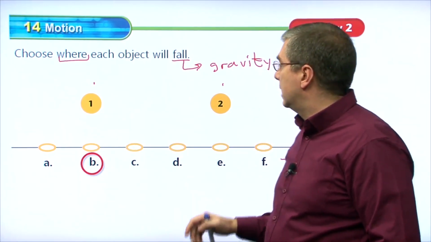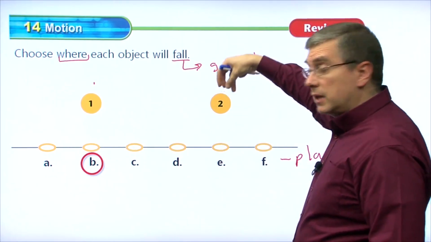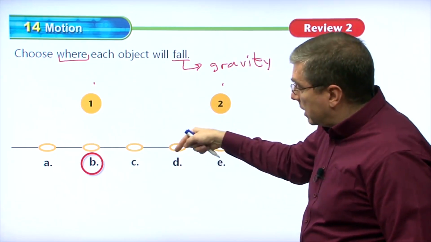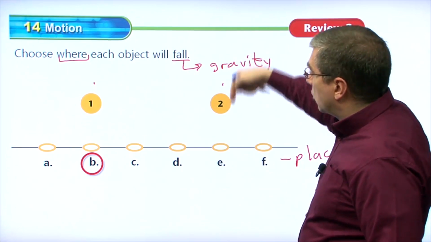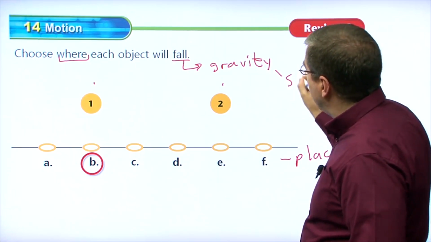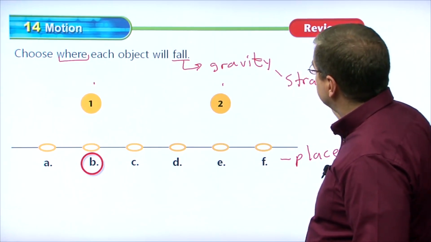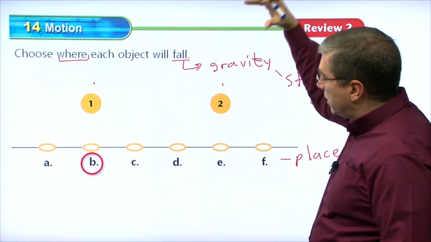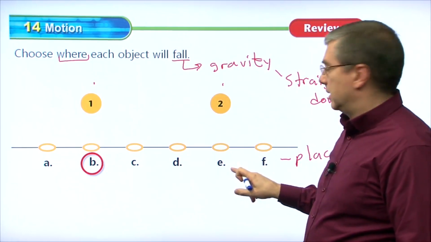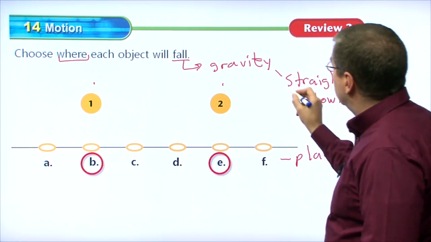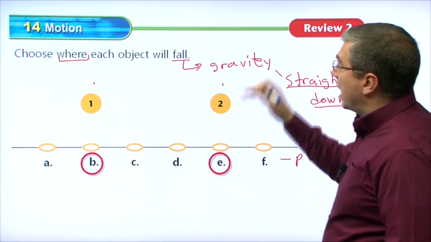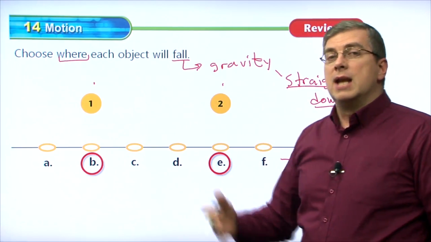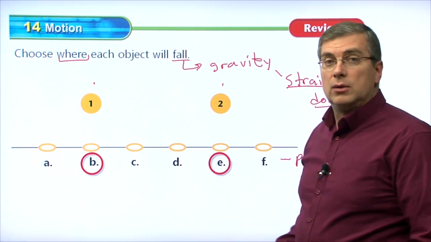That's pretty easy, right? Same thing for number two. If I'm holding on to number two and I let go, where is it going to fall? Will it fall over here? Why would it do that? Remember, gravity pulls things straight down. So, if I let go of number two, it will fall here. E. Of course, we know that, right? Because it goes straight down. Gravity pulls things straight down to the earth. Not in a curve, not in a zigzag, but straight down.